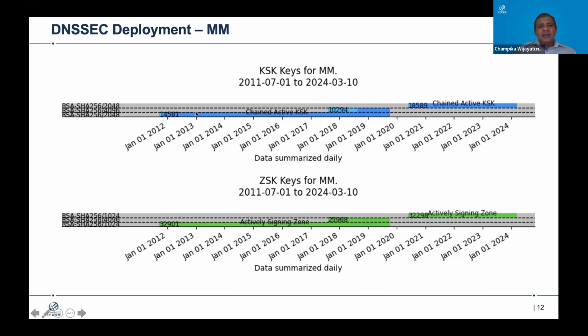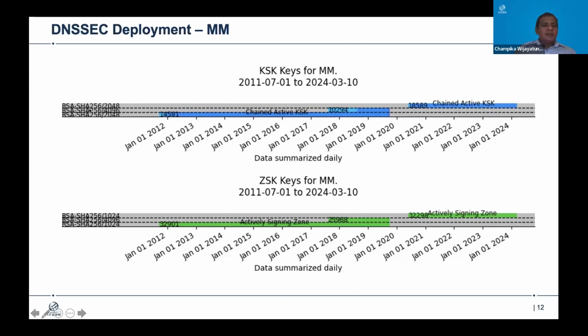You can see there were active zone signing keys and key signing keys. There was a small time period where the DNSSEC keys were not generated, somewhere around 2020. But then after a few months, in 2021, we could see active keys again. So even as of today, .mm has active zone signing keys and active key signing keys. You could see that.